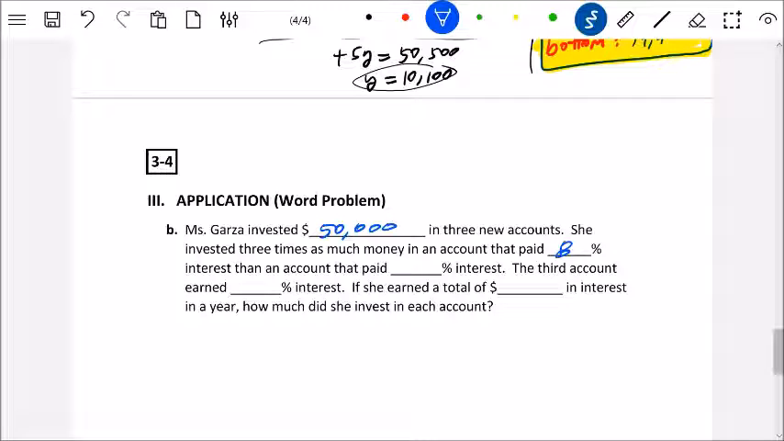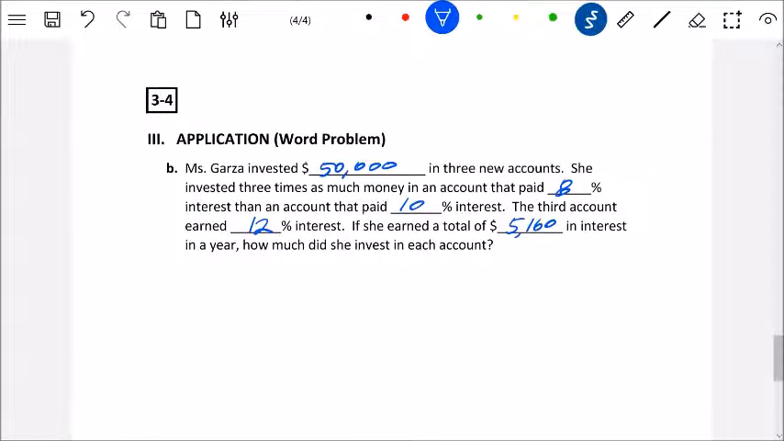She invested three times as much in that account than in an account that paid 10% interest. The third account earned 12% interest. If she earned a total of $5,160 in interest in a year, how much did she invest in each of the accounts?